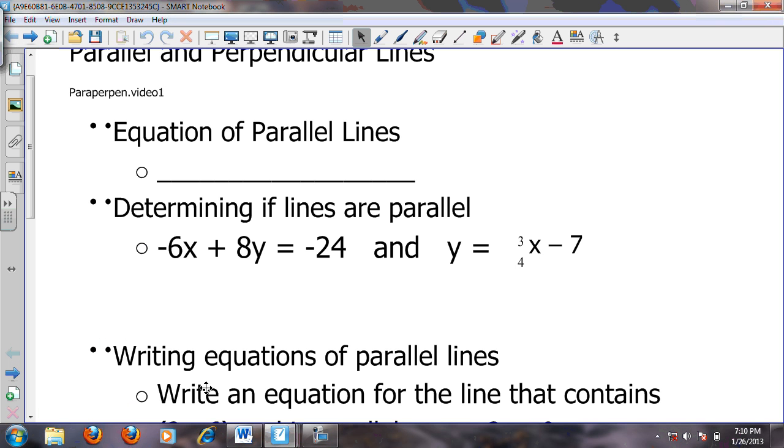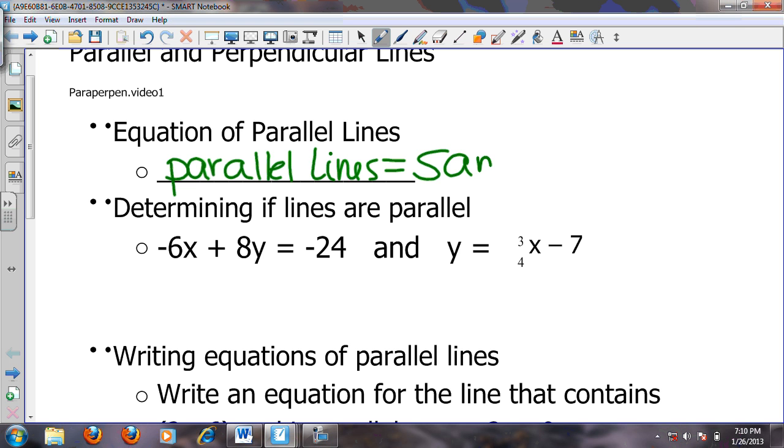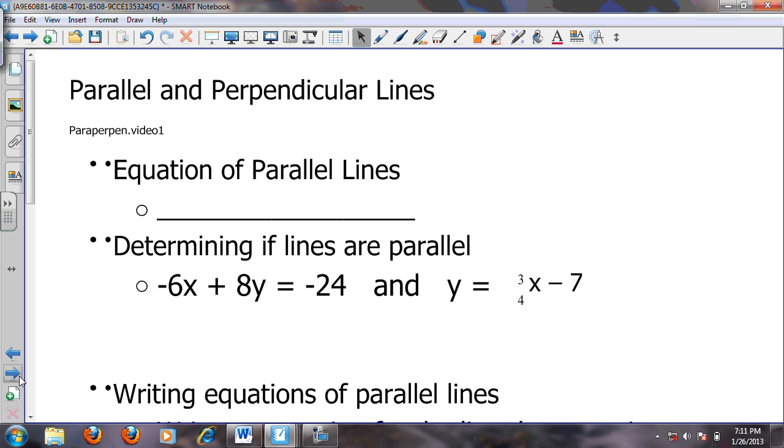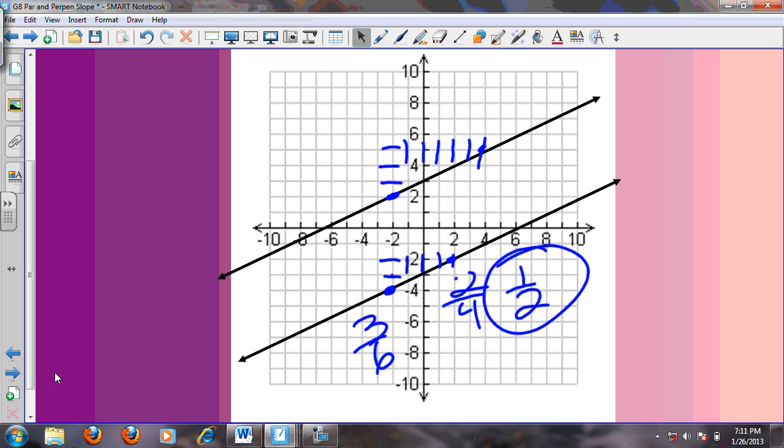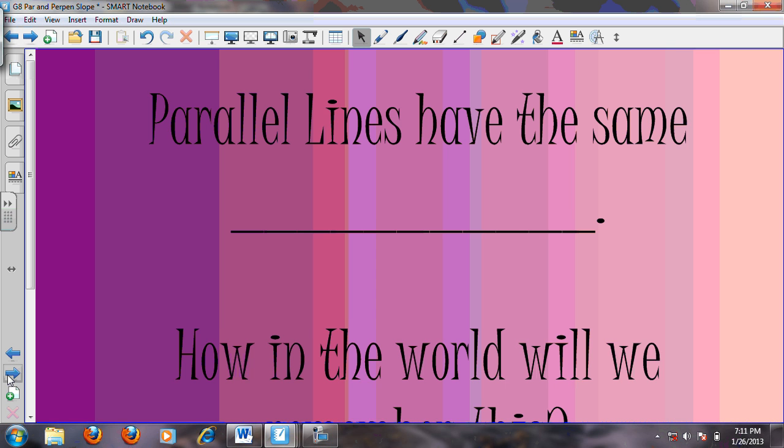So we look at our notes. Equation of parallel lines. Parallel lines have the same slope. How many of you remember the song Skip to My Lou? I wanted to go back over here. Parallel lines have the same slope.